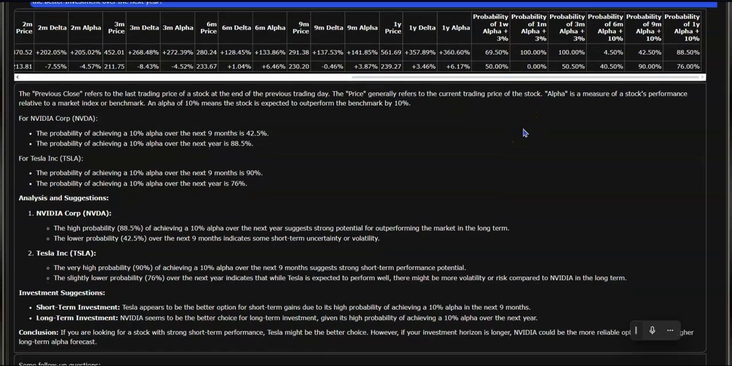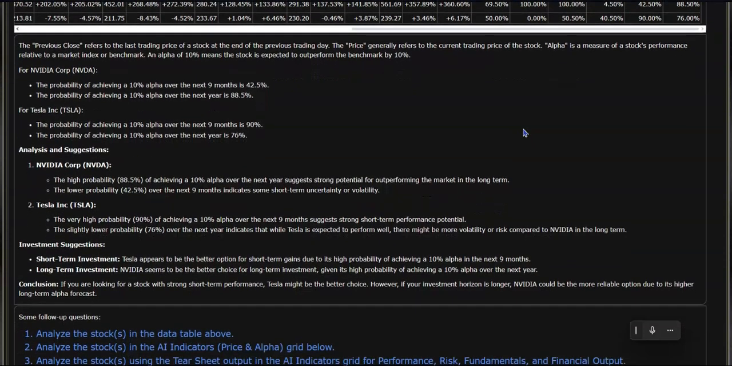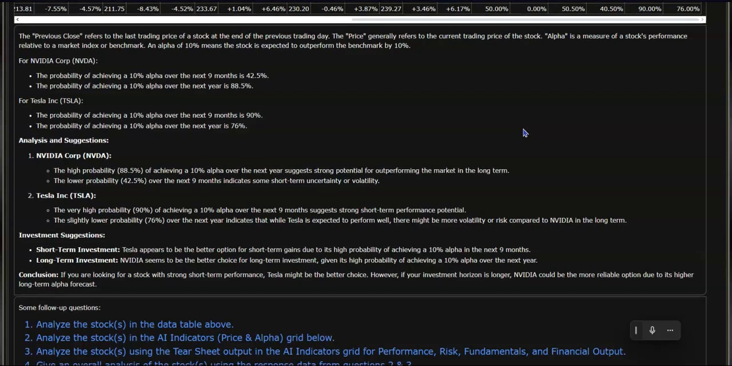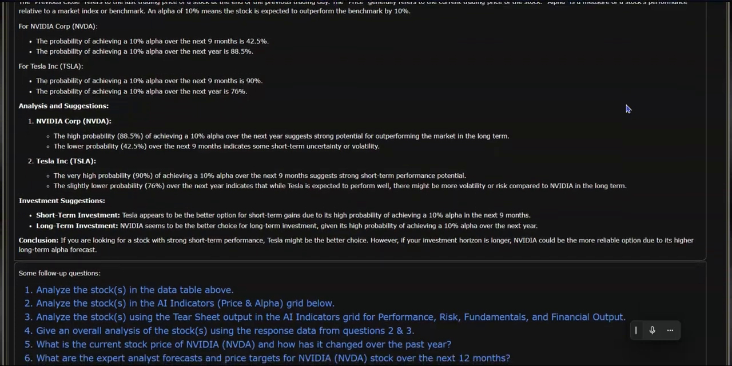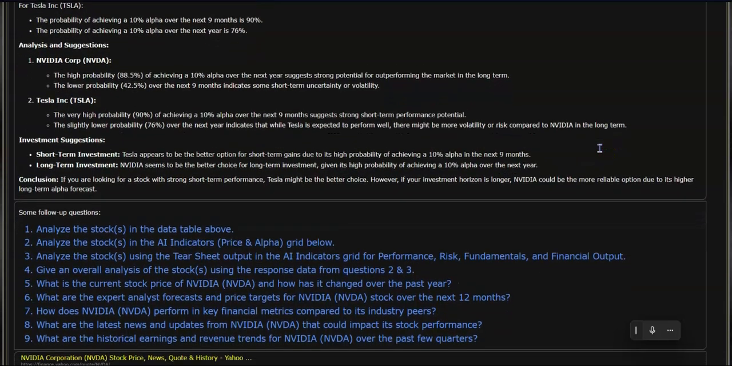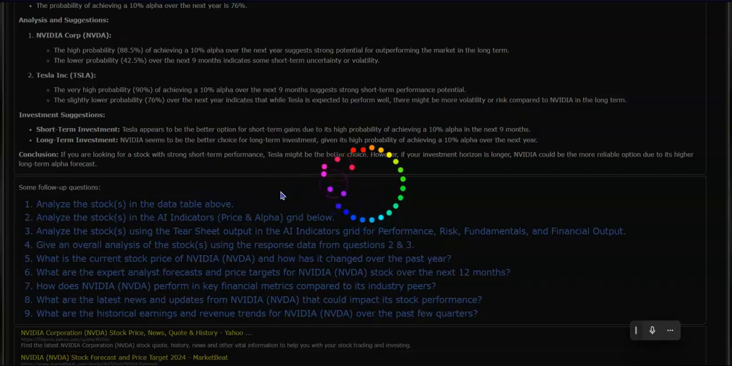The summary below recaps what's in that data frame and what it means as far as analyzing both NVIDIA and Tesla. You can see that right here. It goes through it and then gives a conclusion here. Now, to follow up on the initial prompt, it's easy to just use the follow-up questions that are suggested to you to complete a thorough analysis. So I'm going to click on the first one, analyze the stocks in the data table above.